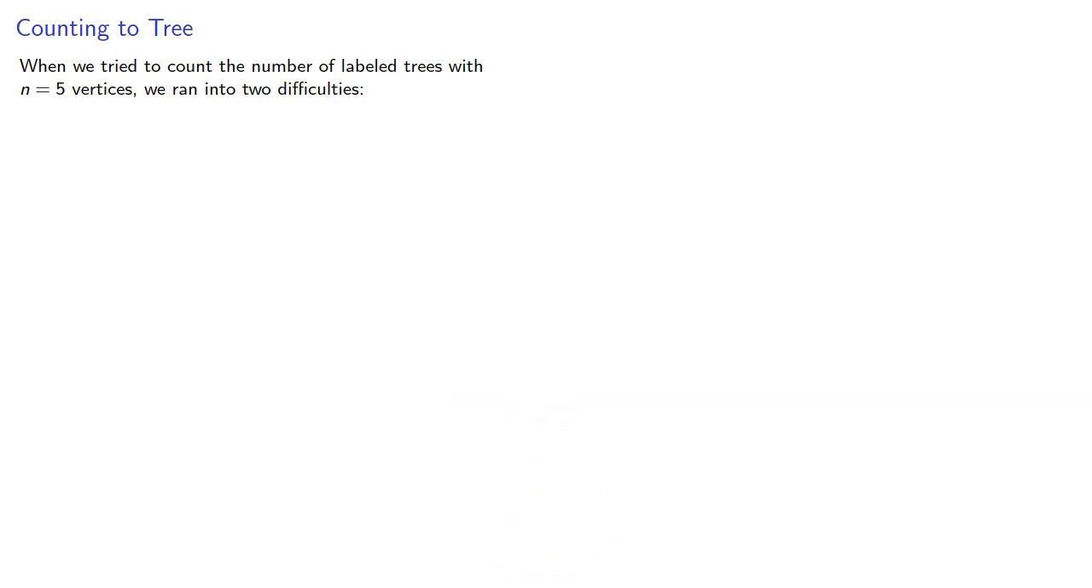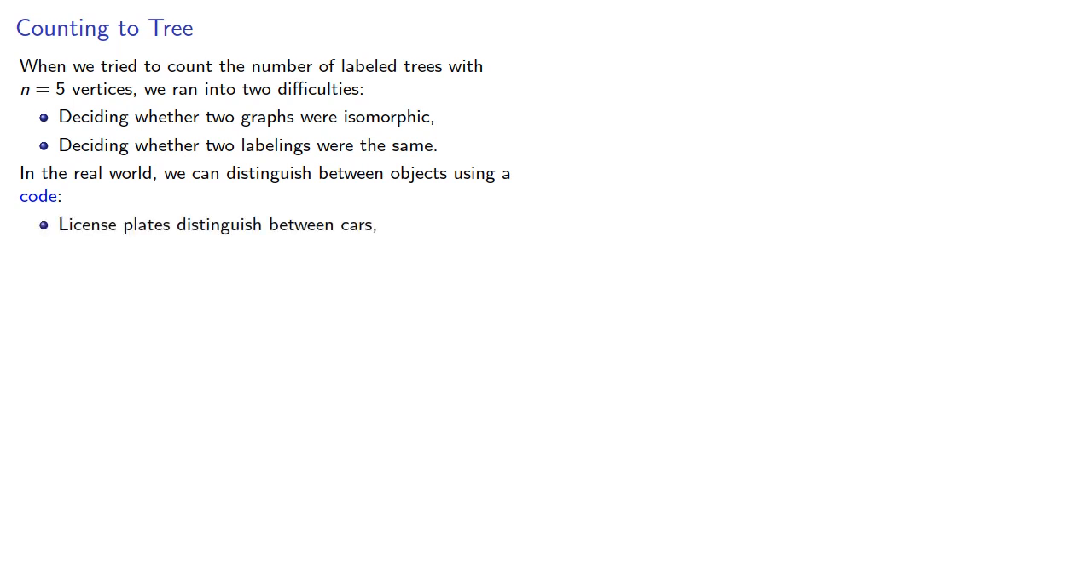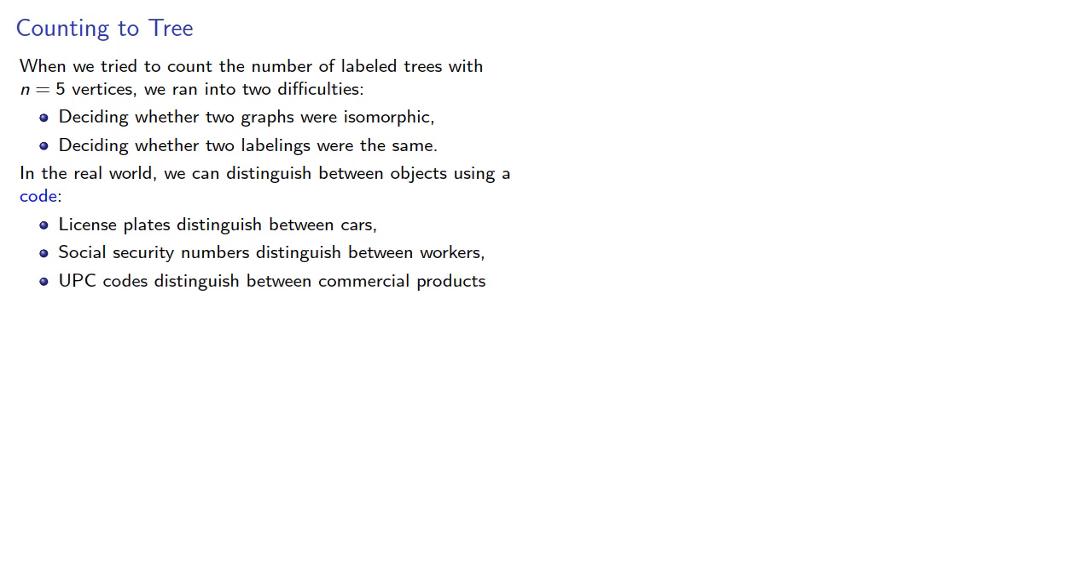When we tried to count the number of labeled trees with 5 vertices, we ran into 2 difficulties: deciding whether graphs were isomorphic, and deciding whether 2 labelings were the same. In the real world, we can distinguish between objects using a code. License plates distinguish between cars, social security numbers distinguish between workers, and UPC codes distinguish between commercial products. For trees, we'll use a Prufer code.